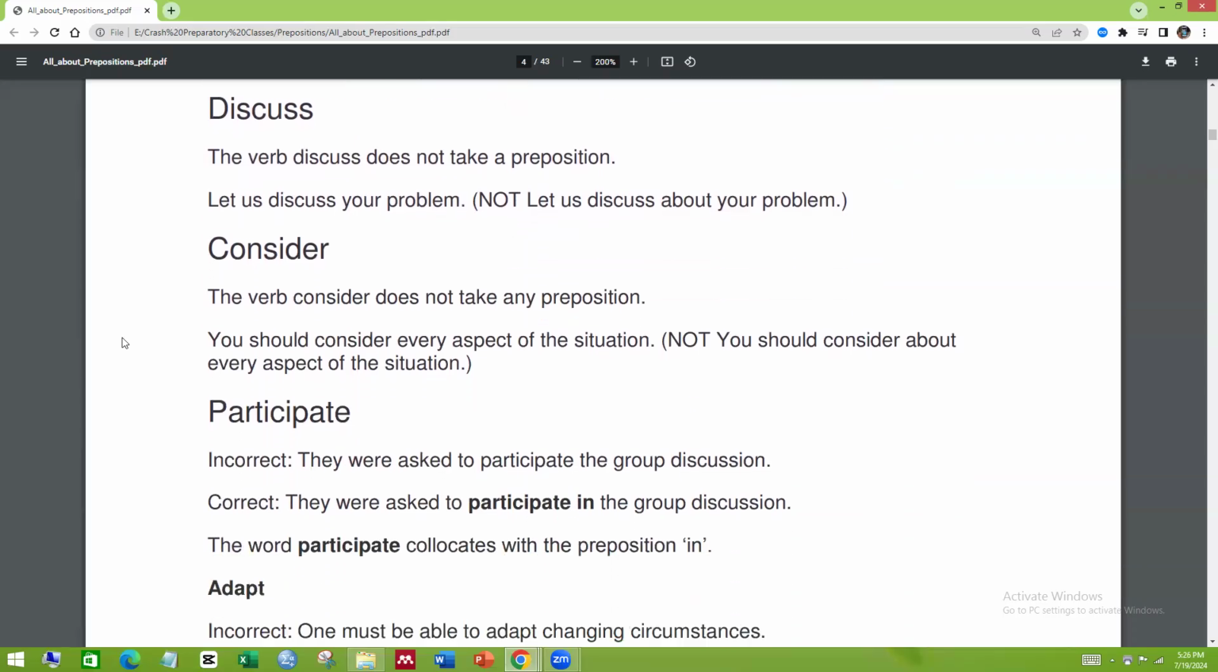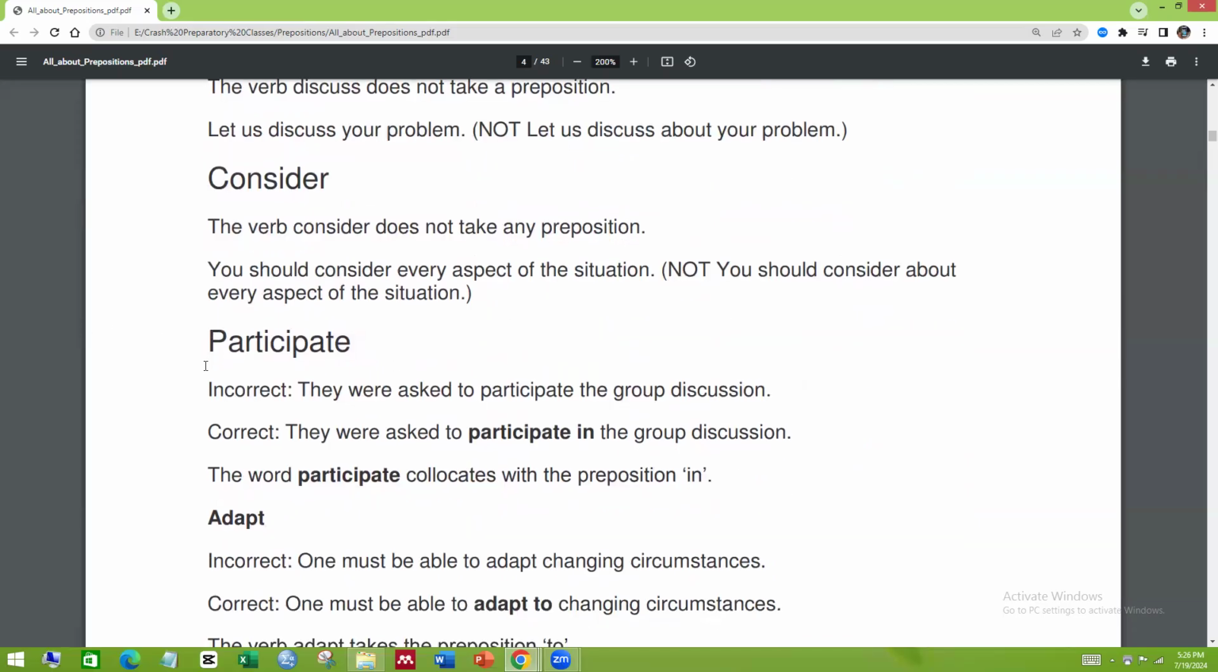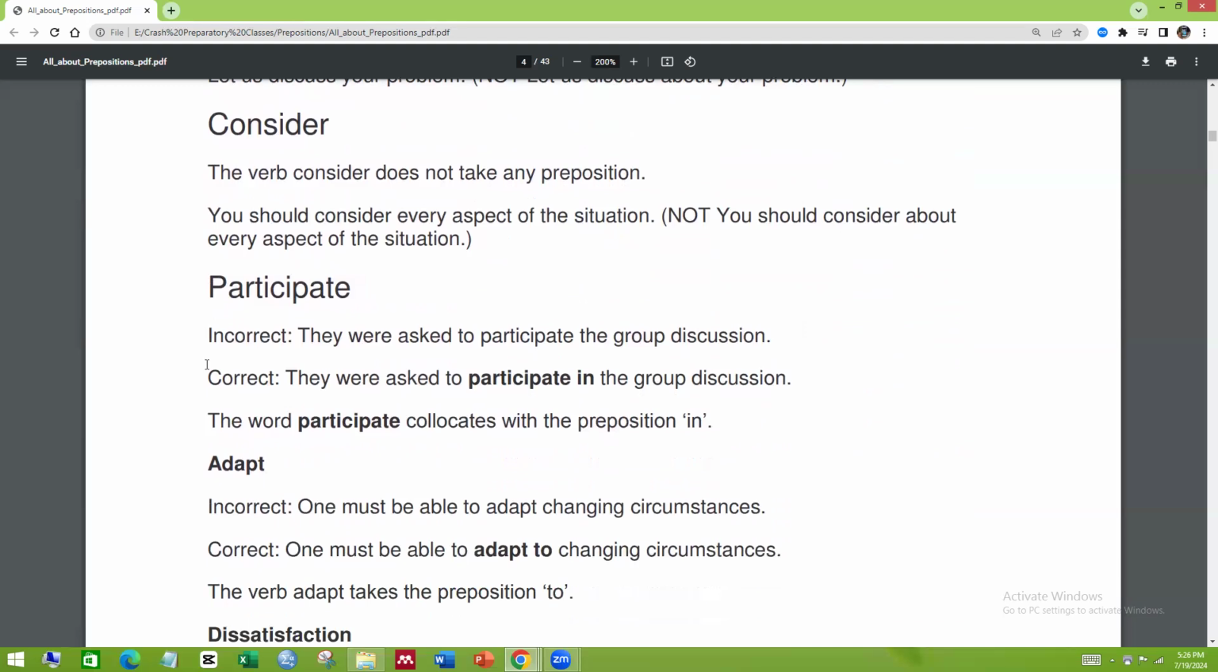Consider. The verb consider does not take any preposition. You should consider every aspect of the situation, not you should consider about every aspect of the situation. And then we have the word participate. They were asked to participate the group discussion. Is this correct? They were asked to participate in the group discussion. So this is the correct usage. The word participate collocates with the preposition in.